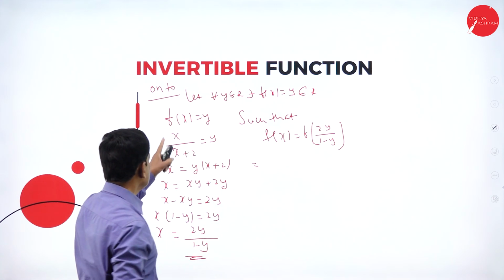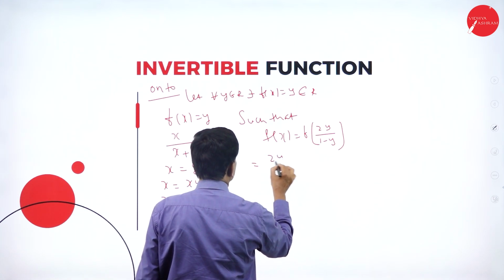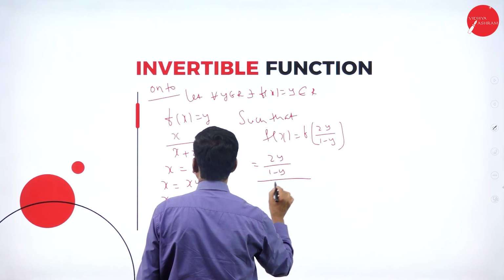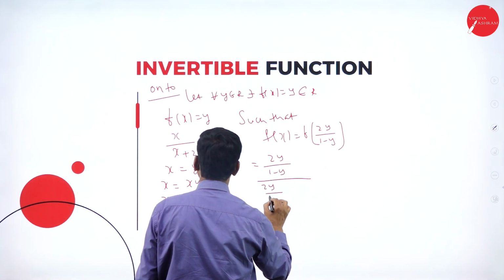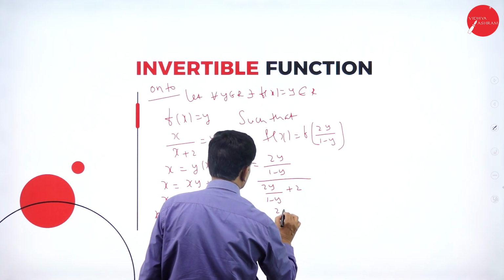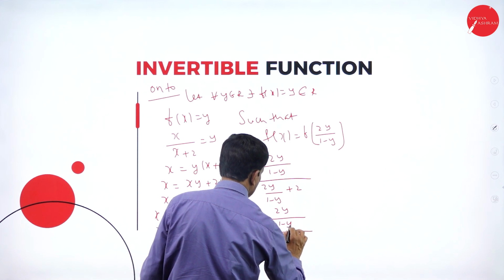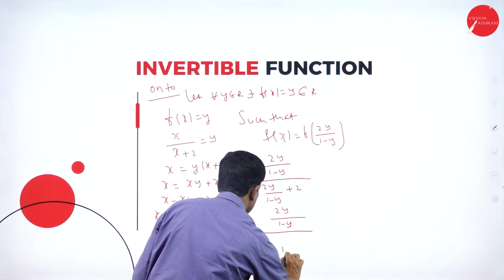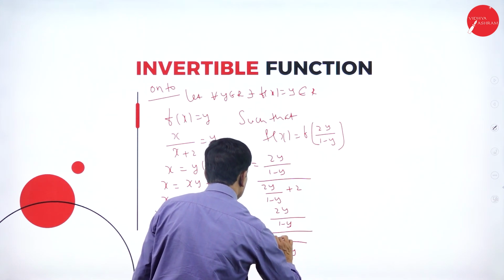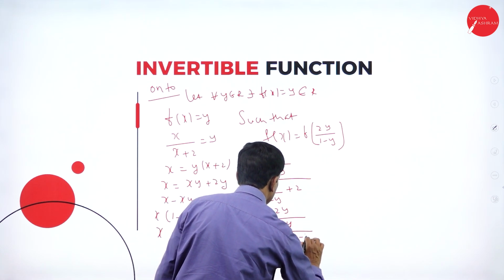f(x) = x/(x+2). Put instead of x this one, 2y/(1−y), whole divided by 2y/(1−y) plus 2. Take LCM in the numerator, 2y/(1−y) as it is. In the denominator, 1−y is the LCM, 2y plus, cross multiply, 2 into 1 is 2 minus 2y.